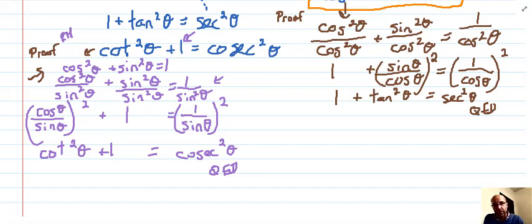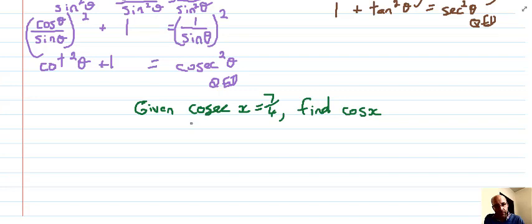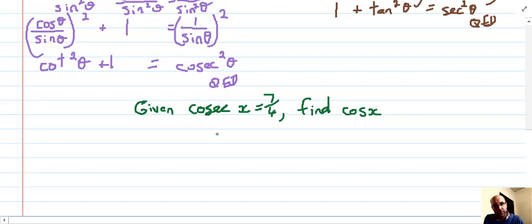A couple of quick examples. If we have to find cos x, given that cosec x is 7 on 4, we can use all the stuff we've just established above. So if cosec x equals 7 on 4, that's the reciprocal of sine x, and sine x would be the reciprocal of 7/4, which is 4/7. So if we put that in the Pythagorean theorem, that would be sine squared x plus cos squared x equals 1.